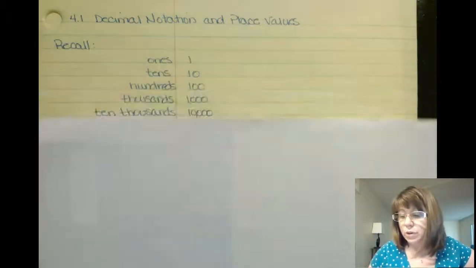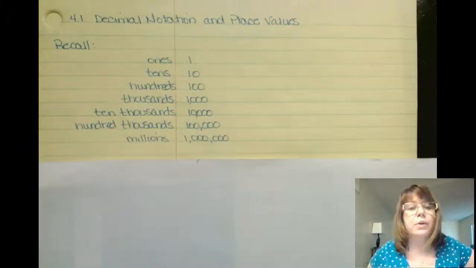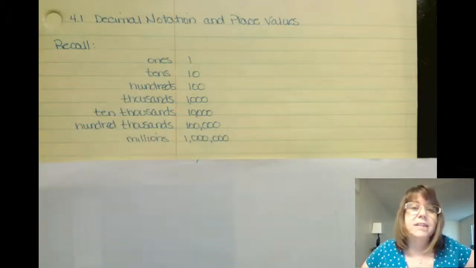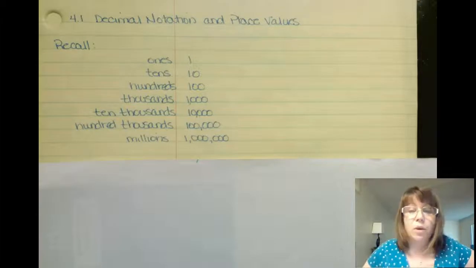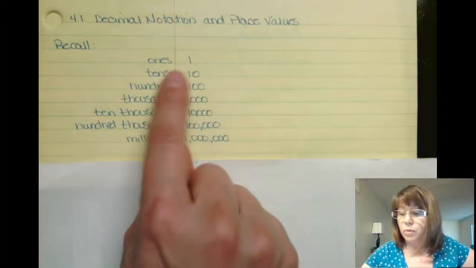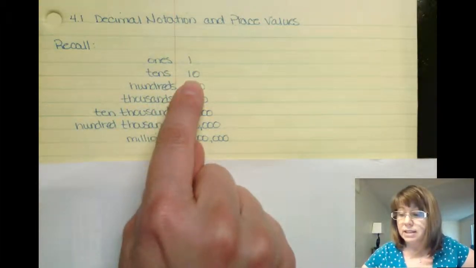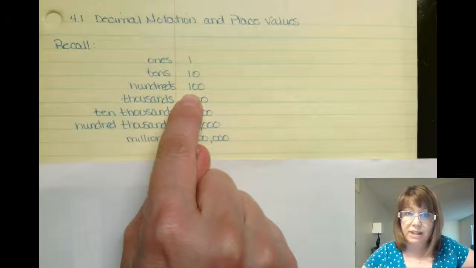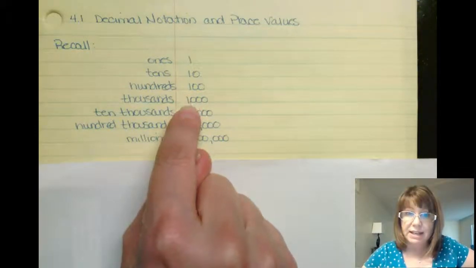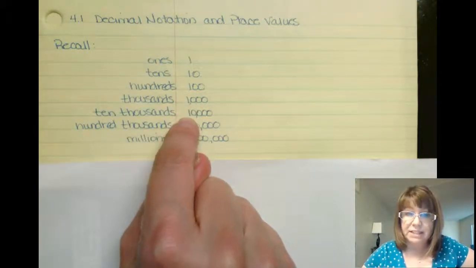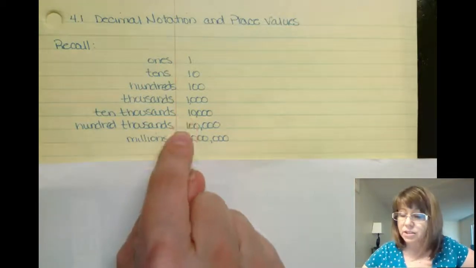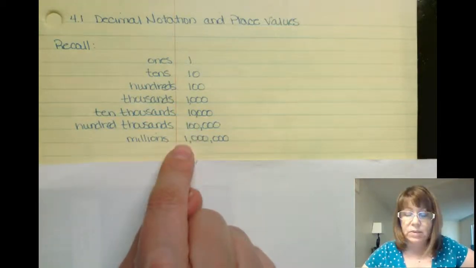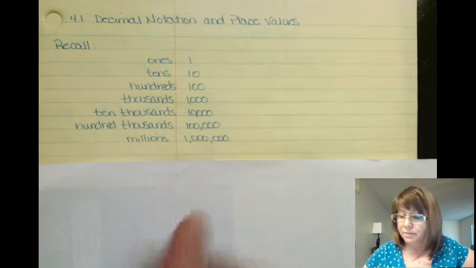So if you recall, several lectures ago, we discussed the names and the place values of the whole numbers. So we start off with ones, then the next position to the left is the tens, the next position to the left is hundreds, next is thousands, 10,000, 100,000, millions, and we keep going and going.